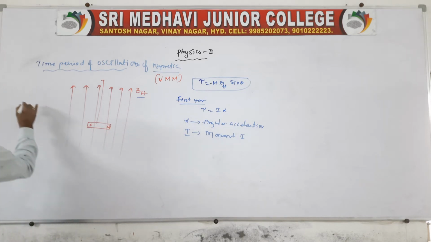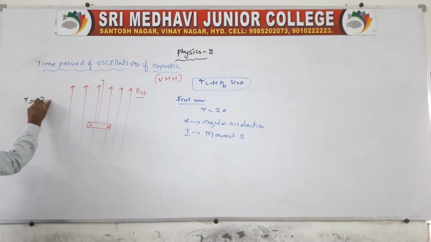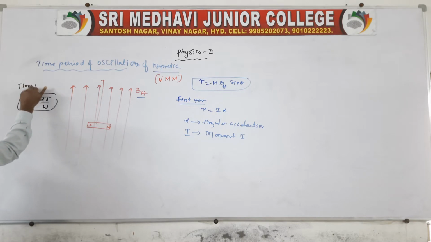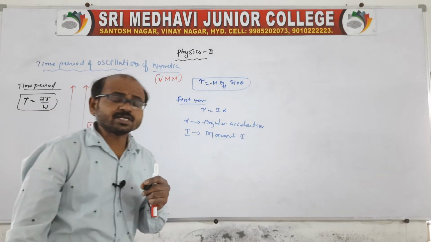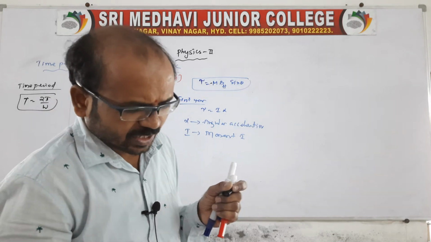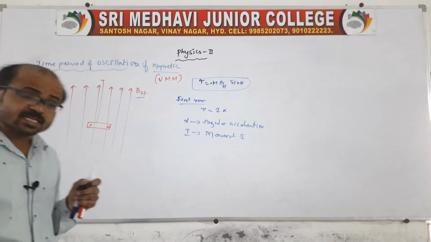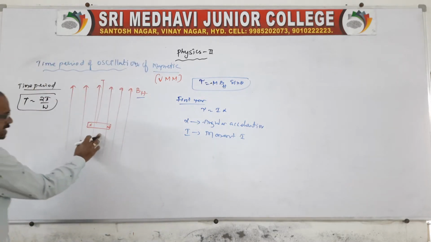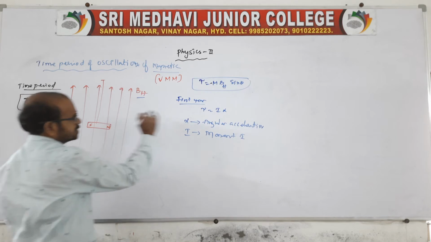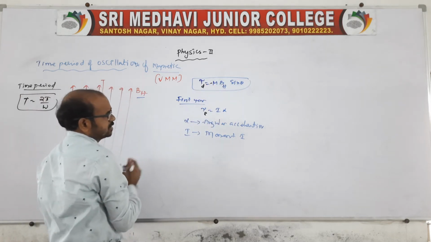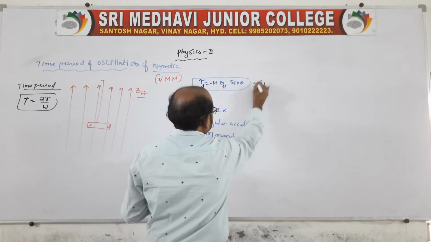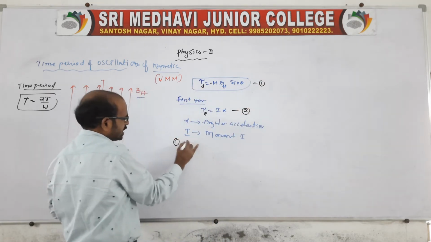Now we need to find the time period. In the first year we know the time period T is equal to 2 pi by omega. Now we need to find omega. Before that, this torque is the deflecting torque and that is the restoring torque. So this is equation 1, and this is equation 2. Now equate 1 and 2.